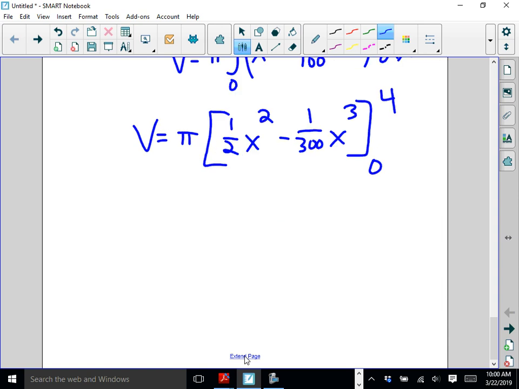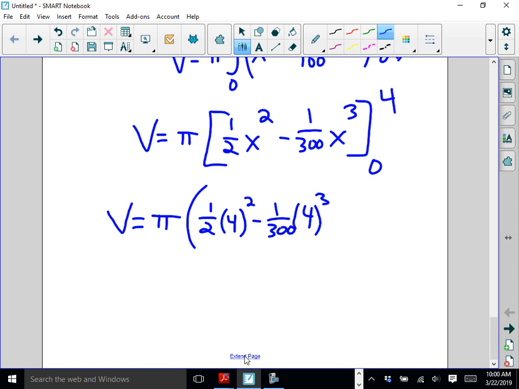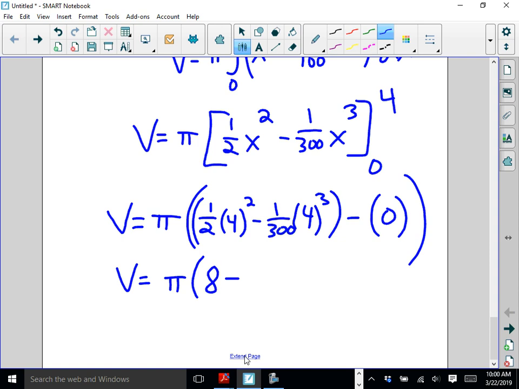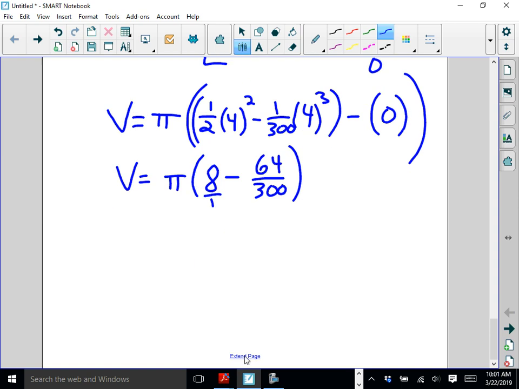So my volume is going to be pi, 1/2 of 4 squared minus 1/300 of 4 cubed, minus plugging in 0. Well, I know that's going to make 0. Okay, 4 squared is 16. 16 divided by 2 is 8. So my volume is pi times 8 minus 4 cubed is 64, so I have 64 over 300. Okay. So I could simplify that 64 over 300, but just to make life easy, I'm going to call this 8 over 1. I'm going to make a common denominator of 300. 8 times 3 is 24, so 8 times 300 would be 2400.